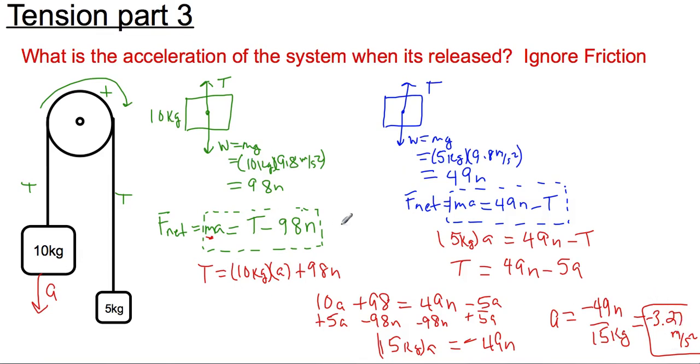So by using our F net equations, we have two equations with two unknowns, but if we can solve for one of the unknowns, we can go back and find the other. If we wanted to know the tension now, we could take this 3.27, substitute it in here, and solve for the tension, which is a pretty easy thing. So that's our tension part 3, where we draw out our F net equations to solve for an unknown tension, or in this case, the unknown acceleration.